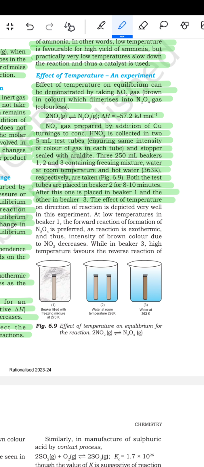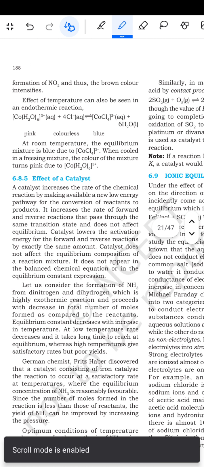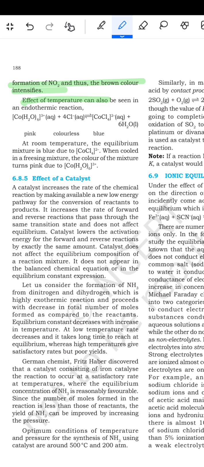The effect of the temperature on the direction of the reaction is depicted very well in this experiment. At the low temperature in beaker 1, the forward reaction of the formation of N2O4 is preferred, since the reaction is exothermic, and thus the intensity of the brown color due to NO2 decreases. While in beaker 3, high temperature favors the reverse reaction of the formation of NO2 and thus the brown color intensifies. The effect of temperature can also be seen in an endothermic reaction.